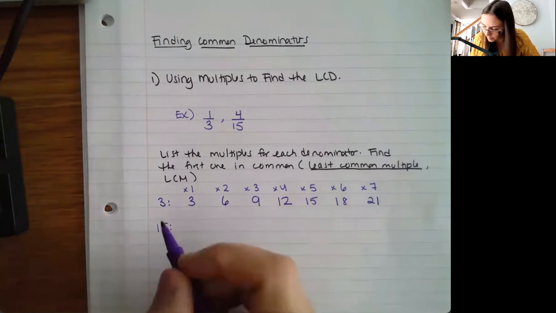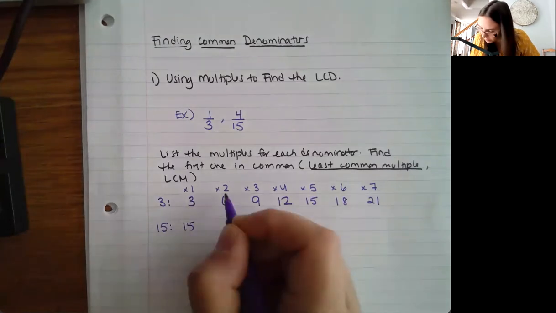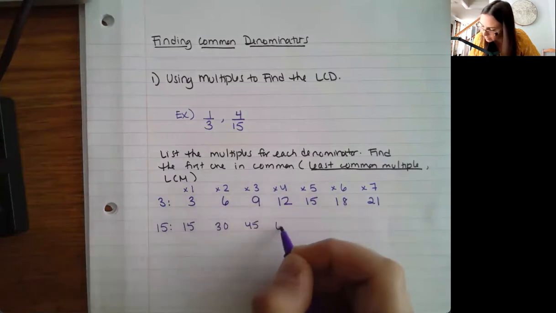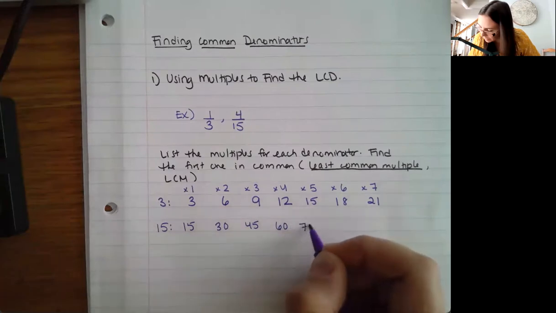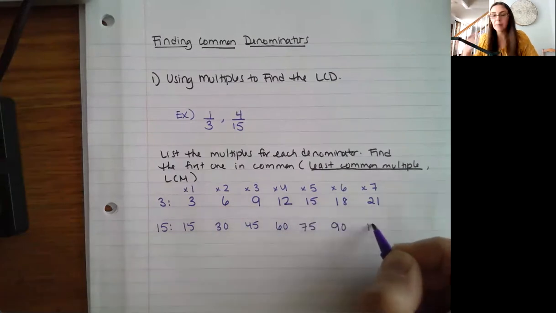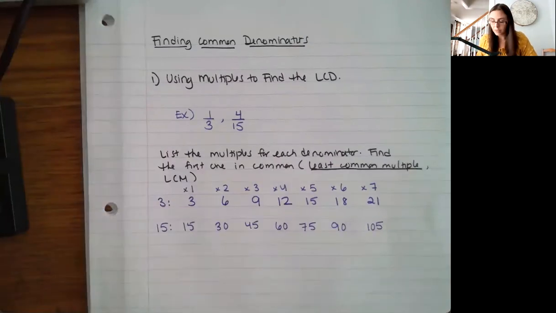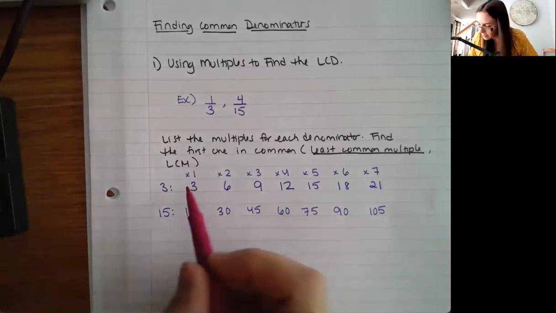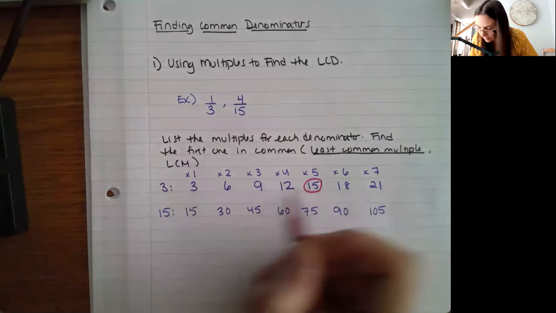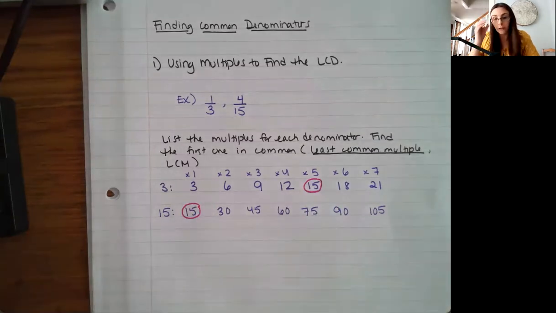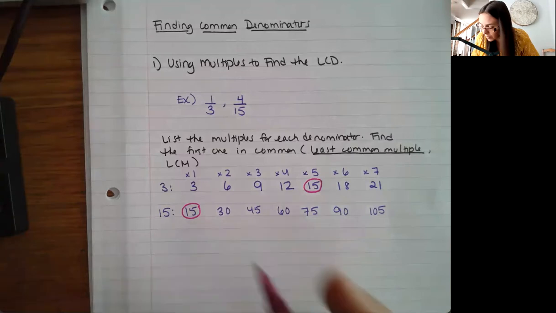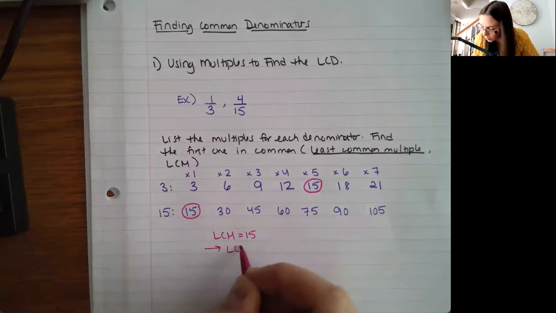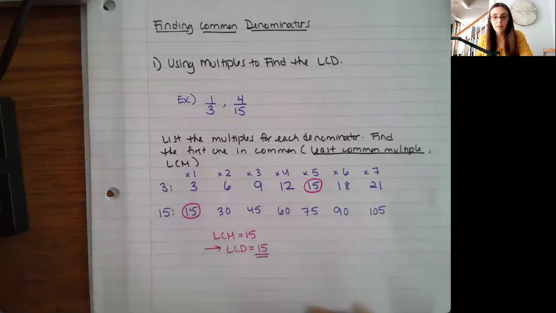Then I do the other one. 15 times 1 is 15, 15 times 2 is 30, 15 times 3 is 45, 15 times 4 is 60, 15 times 5 is 75, and I have 90, 105. And again, I'm going to stop there, but you can go on as long as you need to. And what you're looking for is the first number in common. So if I look through my list, I see that they both contain the number 15. This is the first one in common. So my least common multiple here is 15. This means my least common denominator is going to be 15 as well.